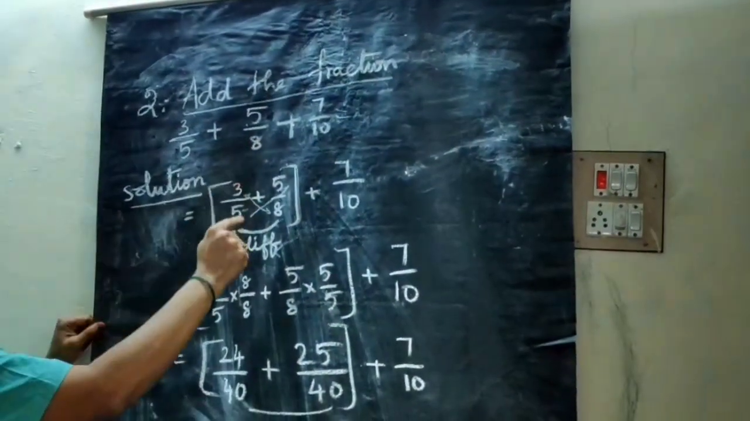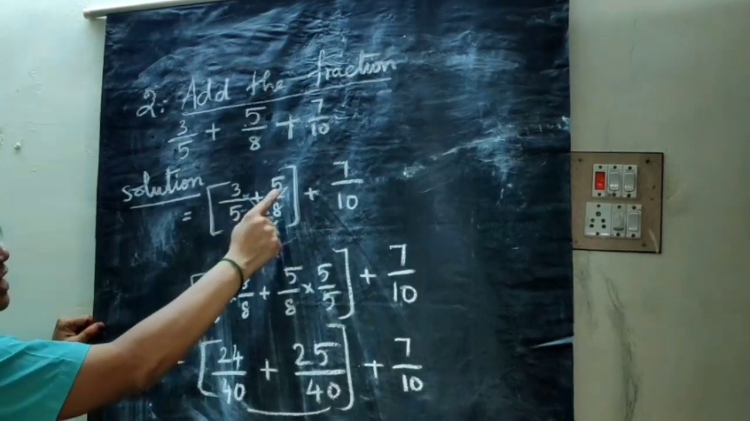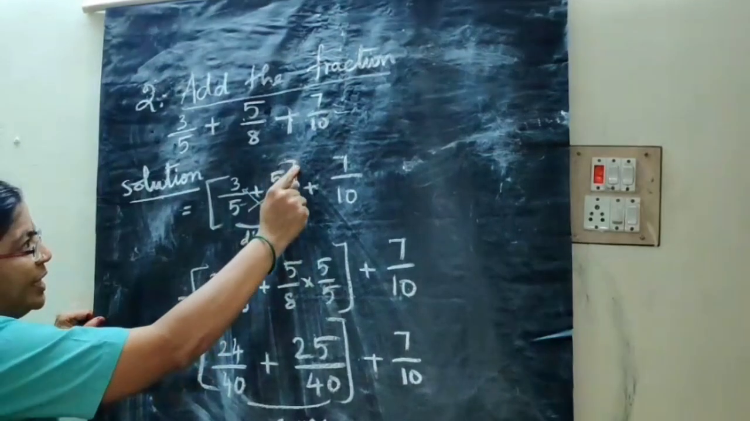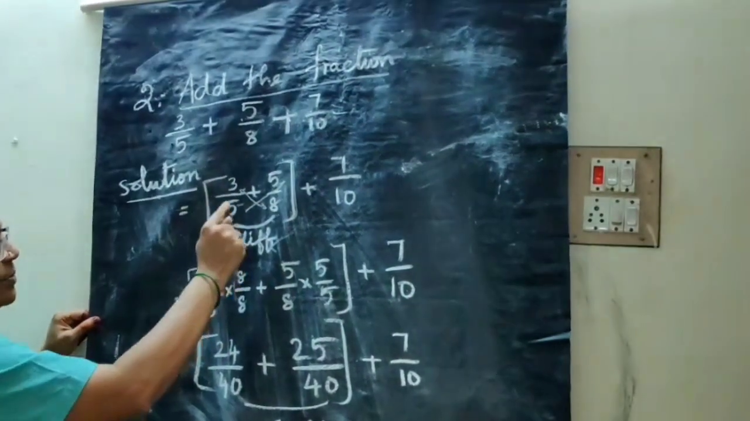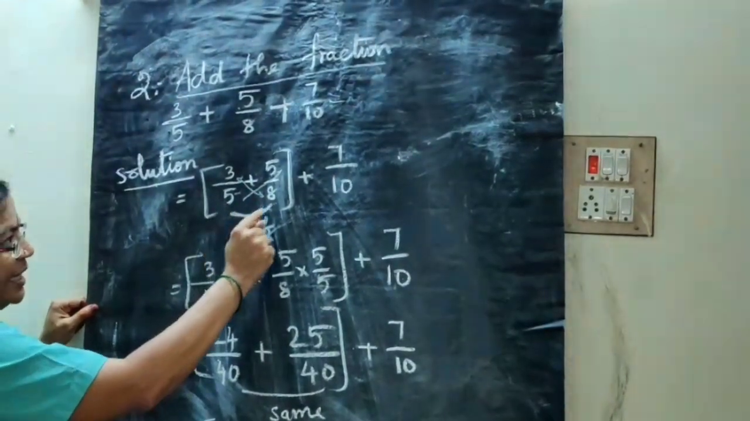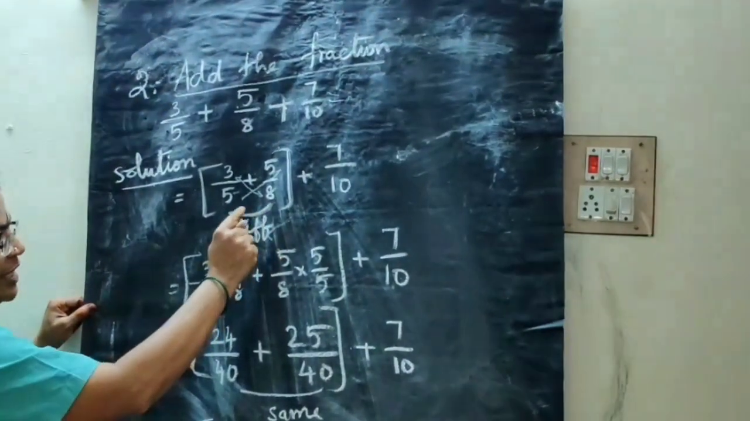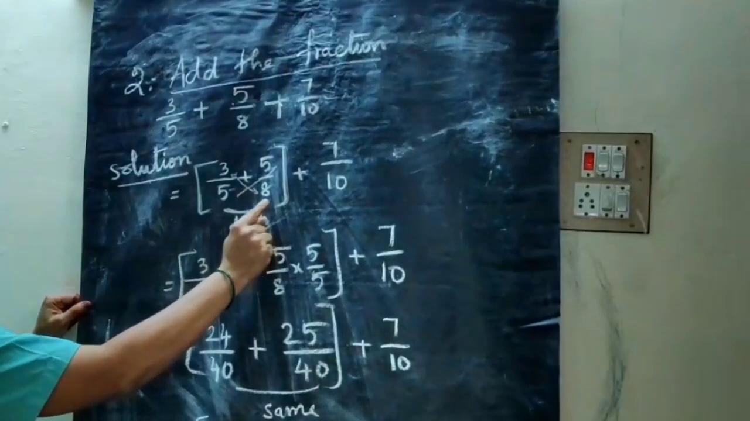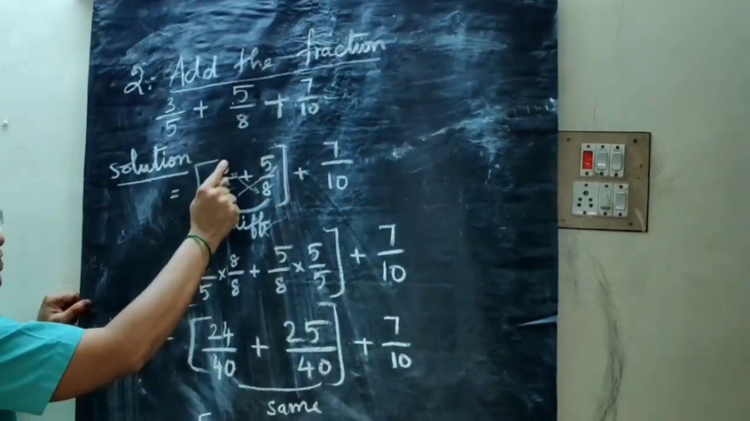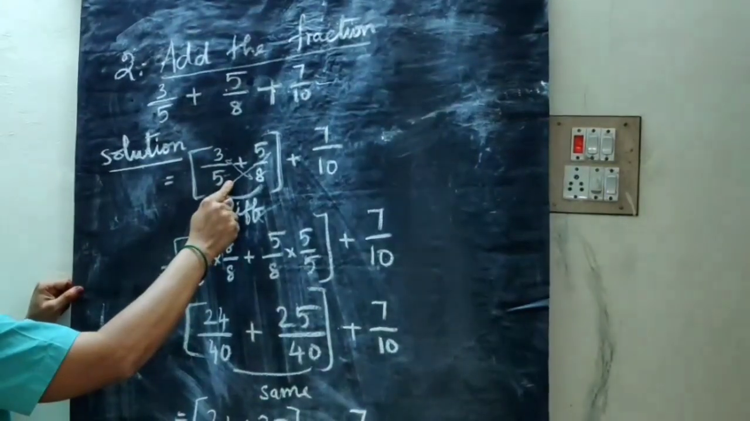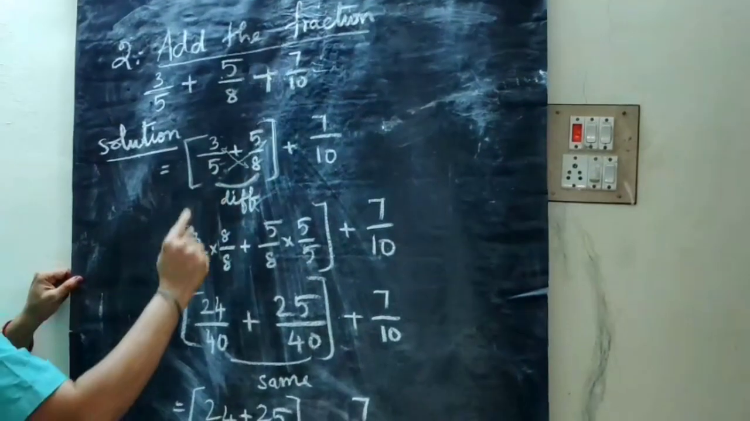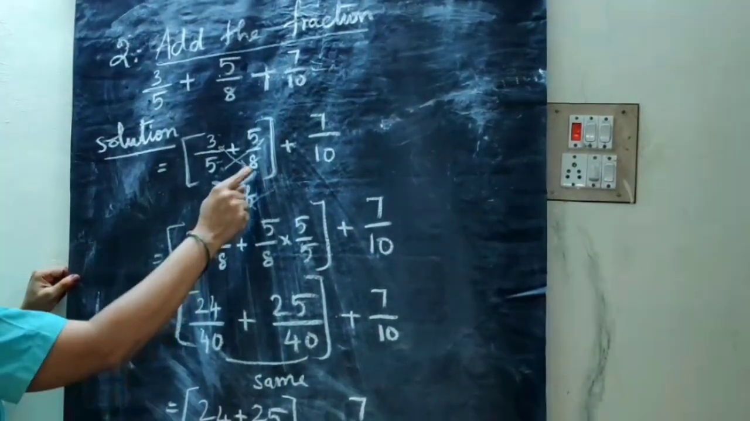Solution: write the question again. 3 by 5 plus 5 by 8 plus 7 by 10. Three numbers, selecting two numbers first: 3 by 5 plus 5 by 8. Now see that the two denominators are different. Take the LCM. LCM easy method is cross multiplication. So this 8 multiplies the first fraction's numerator and denominator. Here you have the 5, you want to multiply that. 3 by 5 into 8 by 8.